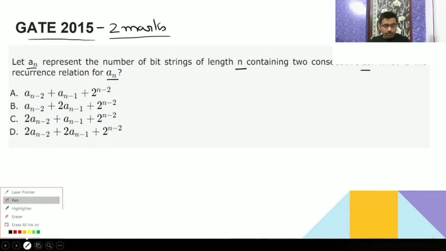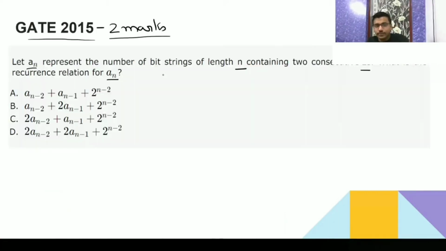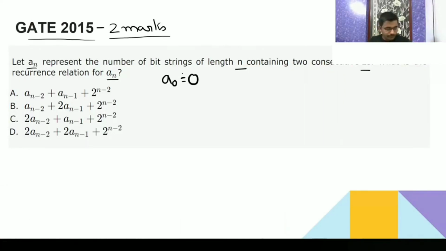Now see how to do it. If length is 0, how many? They are saying the number of bit strings of length n containing two consecutive ones. In length 0 you are going to get no consecutive ones. So a0 is going to be 0. Now a1 is also 0.